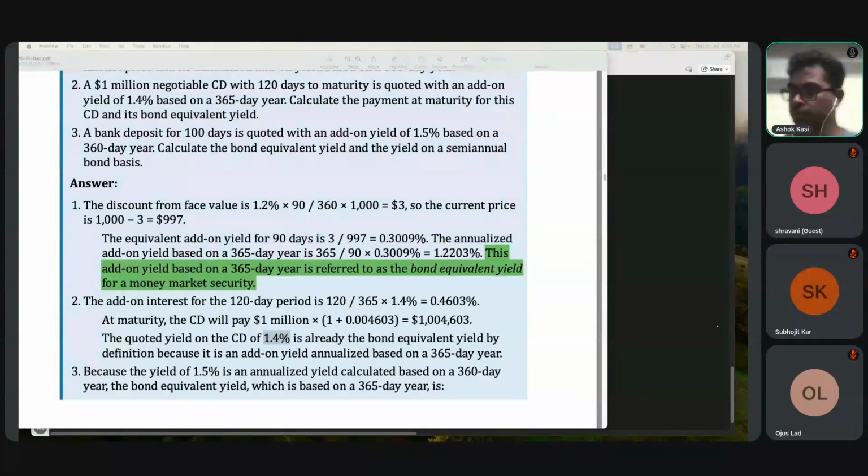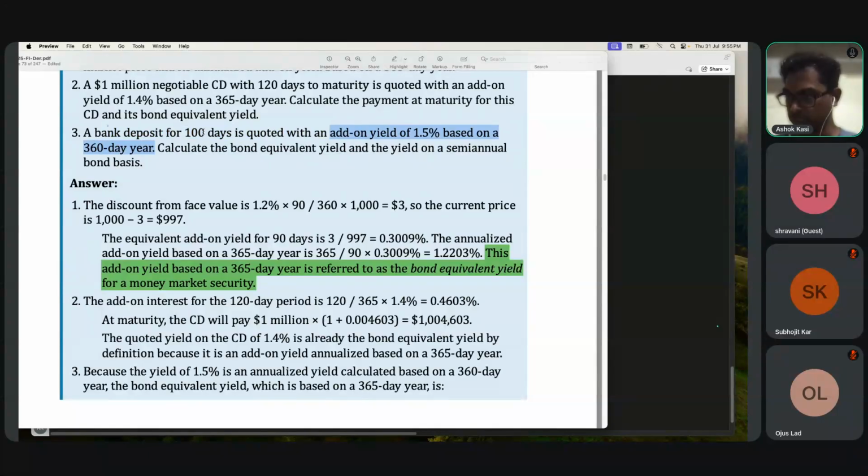Okay, we'll move to the third question now. Your bank deposit for 100 days is quoted with an add-on yield of 1.5 percent based on a 360-day year. Calculate the bond equivalent yield. So the actual question we'll see later. Your bank deposit for 100 days is quoted with an add-on yield based on 360 days.